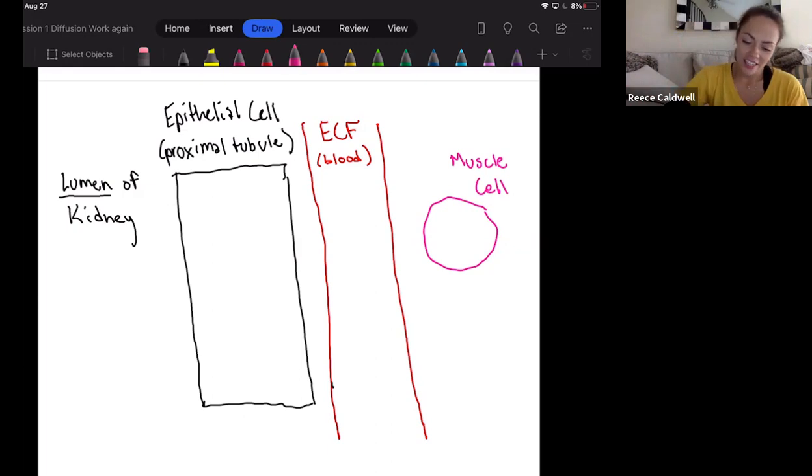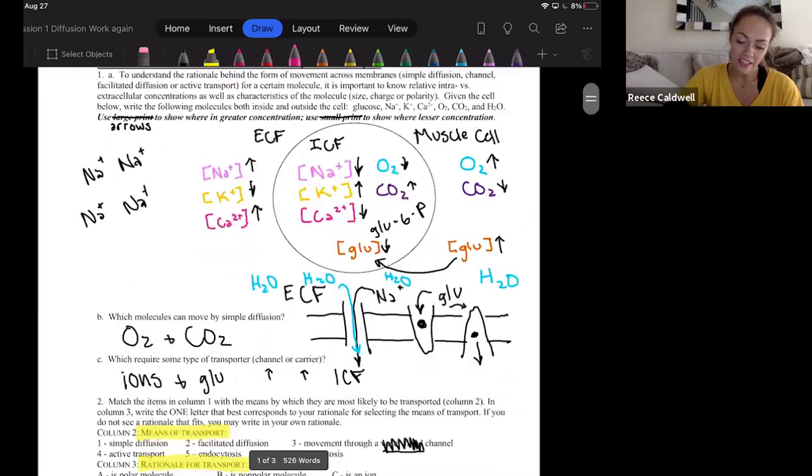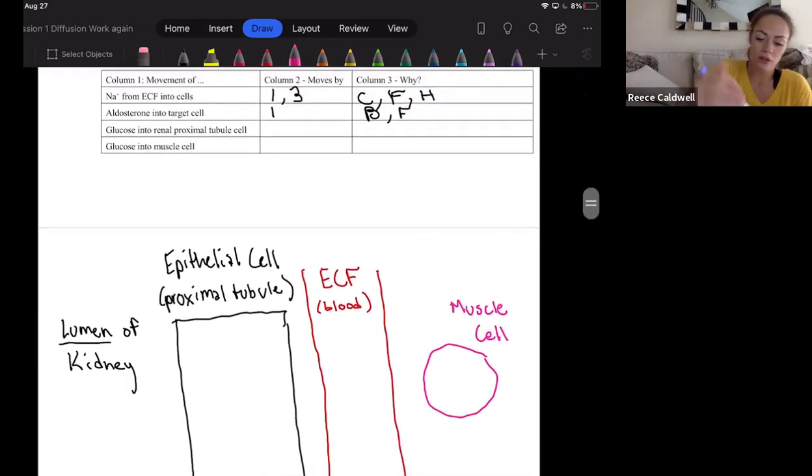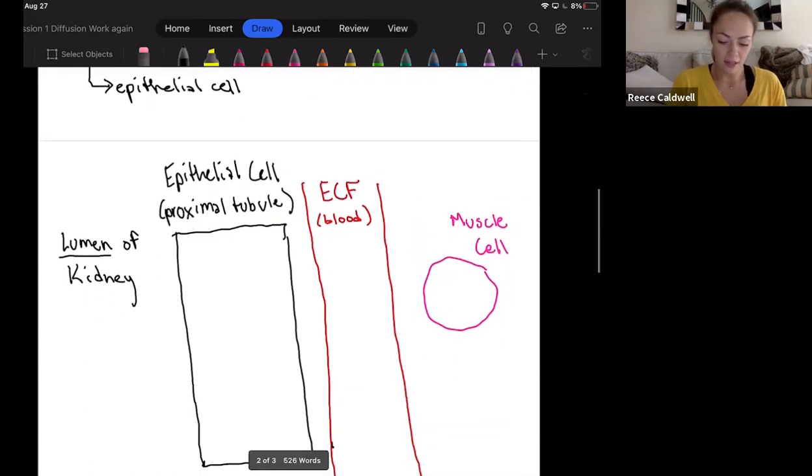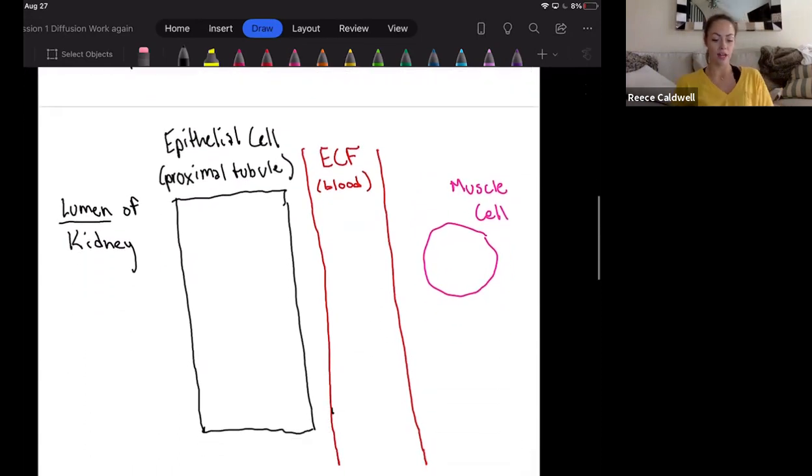Welcome back. All right, awesome. So before we get too far into this, I just want to make a quick clarification. We haven't learned exactly what those renal proximal tubule cells are. So for now, I just want you to think of them as epithelial cells. They are a type of epithelial cell. So for now, that's just what we're going to think of those renal proximal tubule cells as. So let's go ahead and move on down to the diagram.